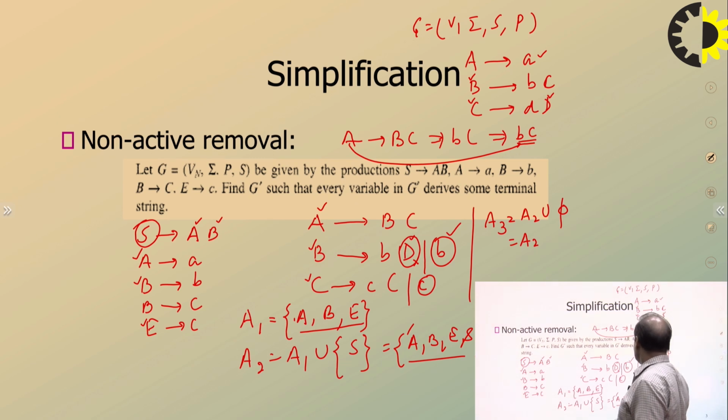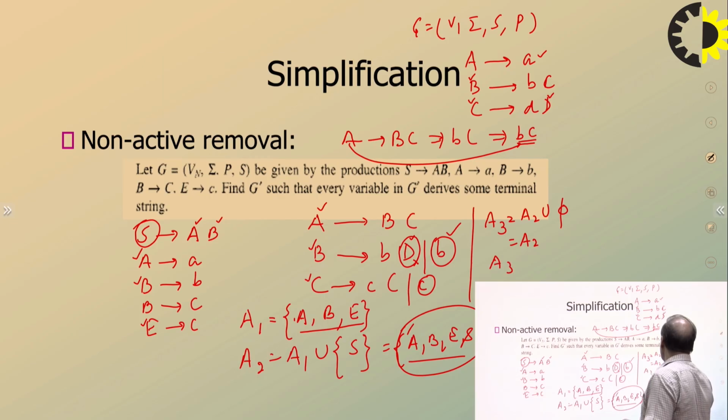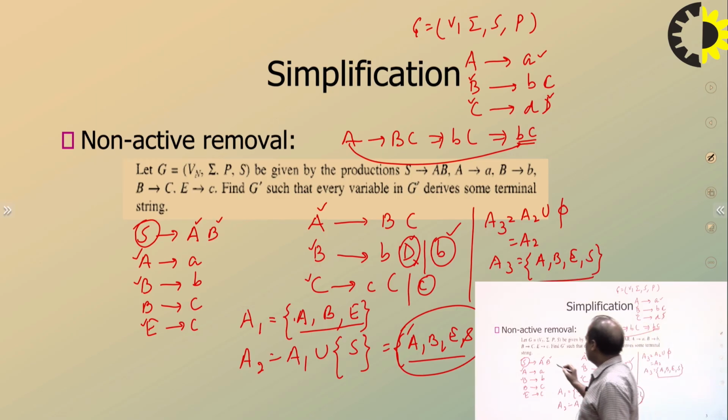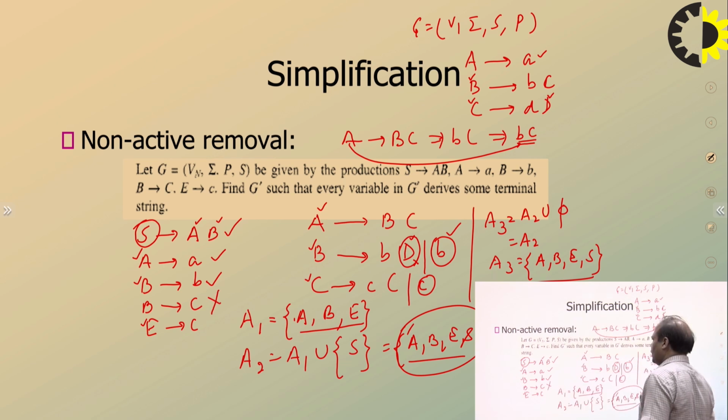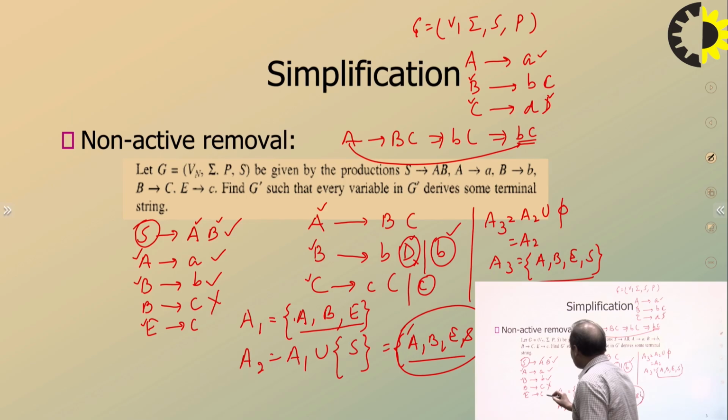So if you look at here, ABES, which production, which non-terminal is not occurring in this A3 active variable set? So it is going to be A, B, E and S, right? A, B, E and S. So this is going to be included because all the non-terminals are from this set. Similarly, this is also going to be included, this is also going to be included, and this is going to be discarded because C is not present in the list, right? And E is also going to be discarded.